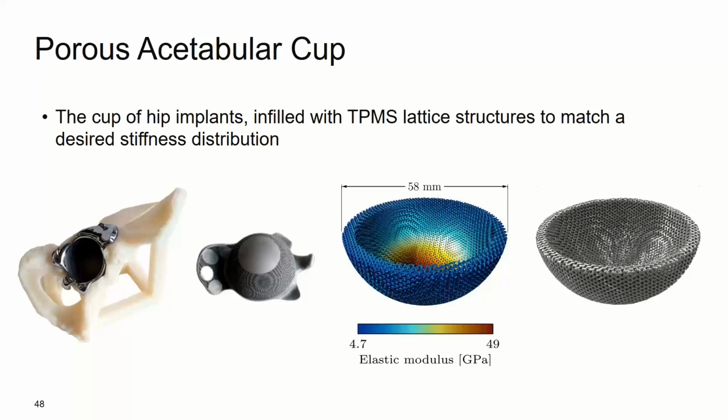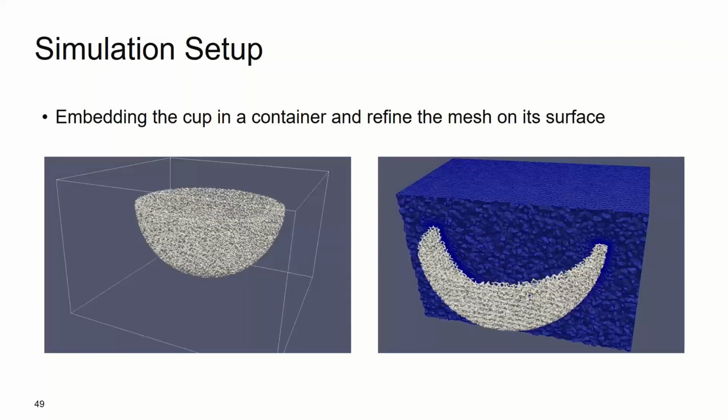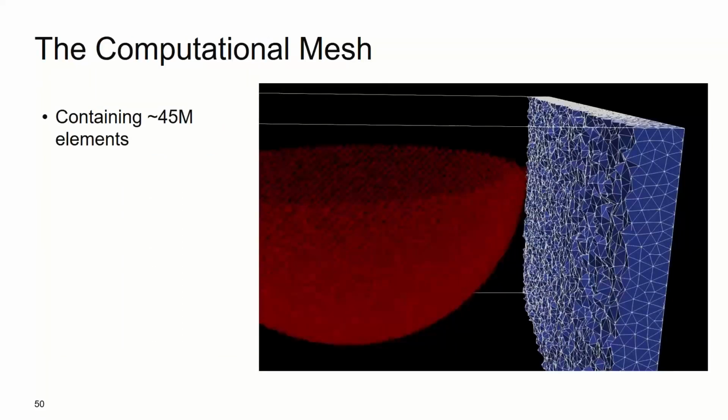So in order to perform the degradation, we embed this cup inside a container, and there we refine a mesh on the surface. And these are all things that we perform inside FreeFEM. FreeFEM has, as I said, nice integration with meshing tools, mesh refinement, mesh partitioning, and all these geometry pre-processing tools. We were able to do these things also inside FreeFEM. So we embedded it inside a mesh, and as a result, the mesh contains around 45 million elements.